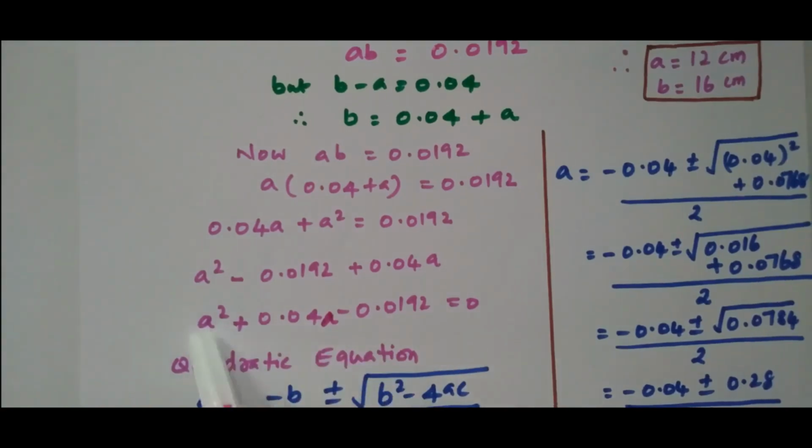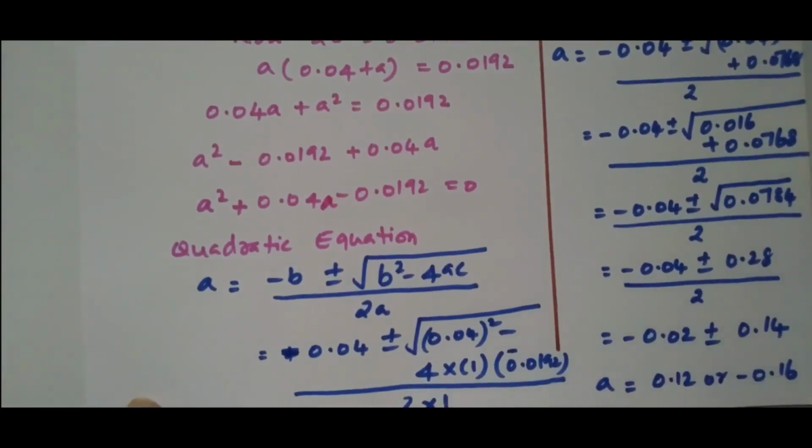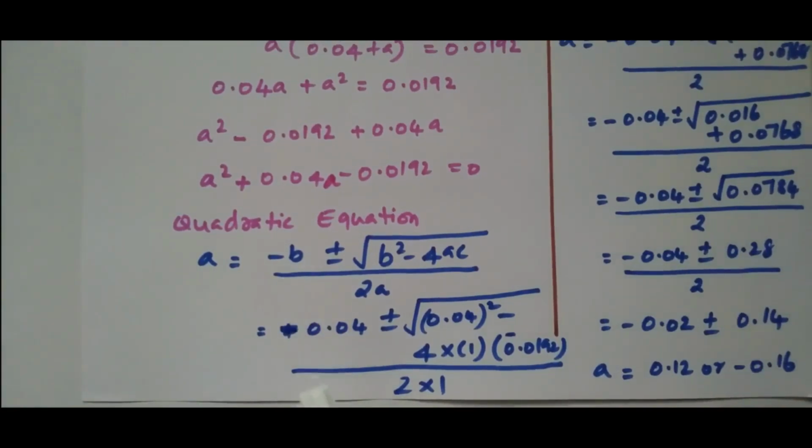So this is a quadratic equation. The A value is 1, B value is 0.04, C value is minus 0.0192. The value of a can be calculated from the general formula: minus B plus or minus the square root of B square minus 4AC, divided by 2A. So this is 0.04, with the minus already there, plus or minus the square root of 0.04 square minus 4 into A, where A value is 1, C value is minus 0.0192, divided by 2 into A, where A value is 1.